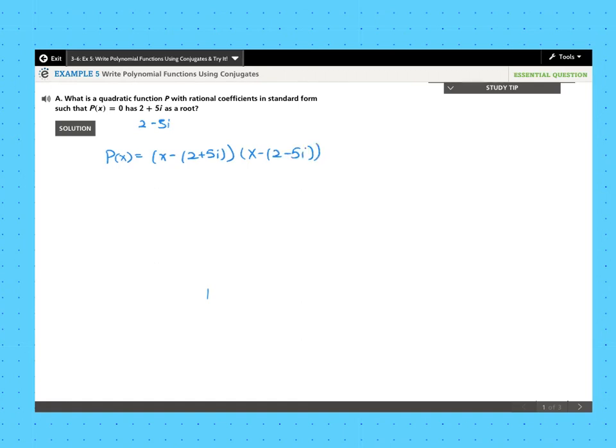You do the simplifications of that. The final answer should be x squared minus 4x plus 29 equals p of x. So the equation is a quadratic equation with 2 plus 5i and 2 minus 5i as roots. This is my final answer here.